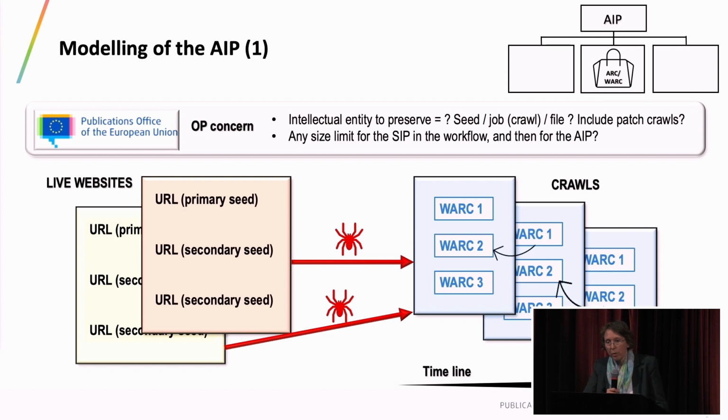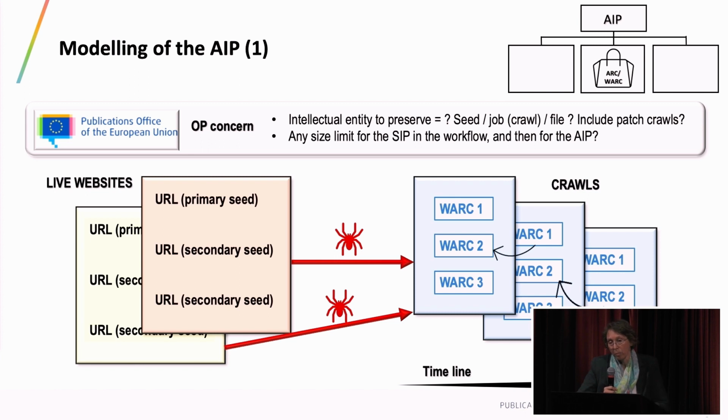The modeling of the AIP. As newcomers to web archiving, we were a bit puzzled because it's quite complex. You have, on the one hand, the live websites. There are many, and on the other hand, you have the crawls. The same crawl can capture many websites. The same crawl can be composed of many WARC files. There are links between WARC files because they can be incremental.